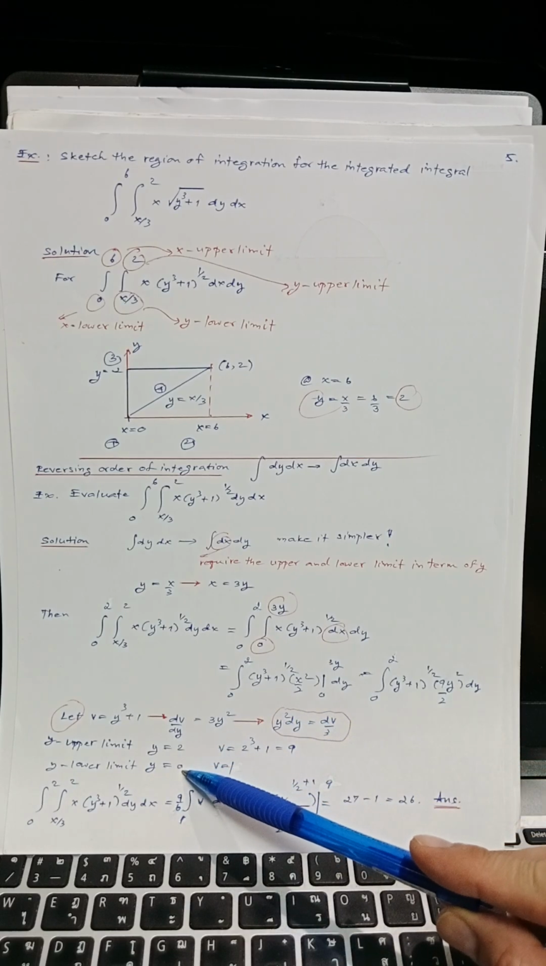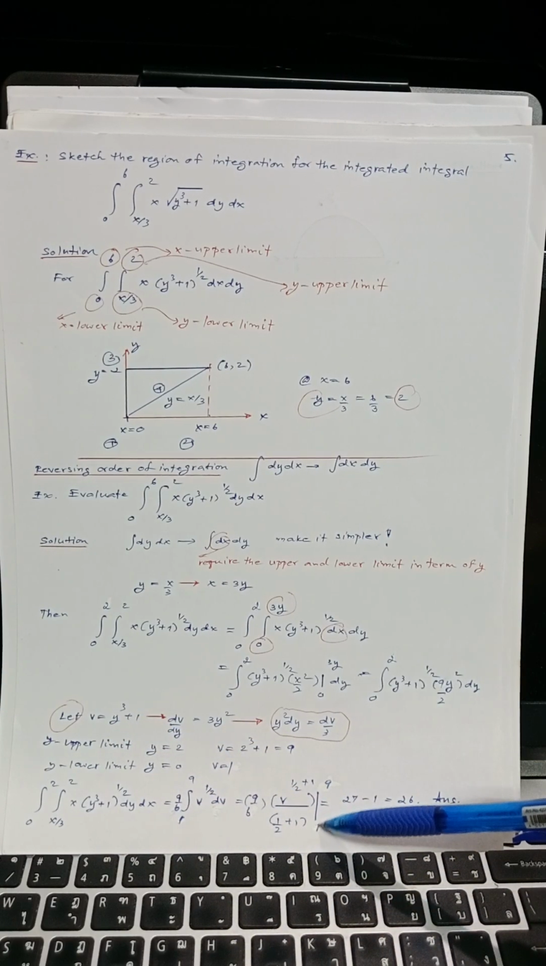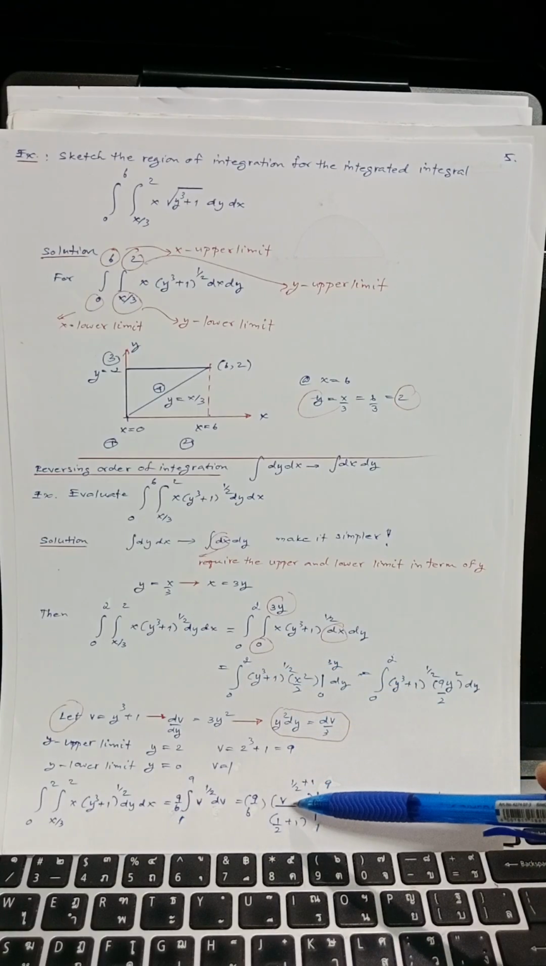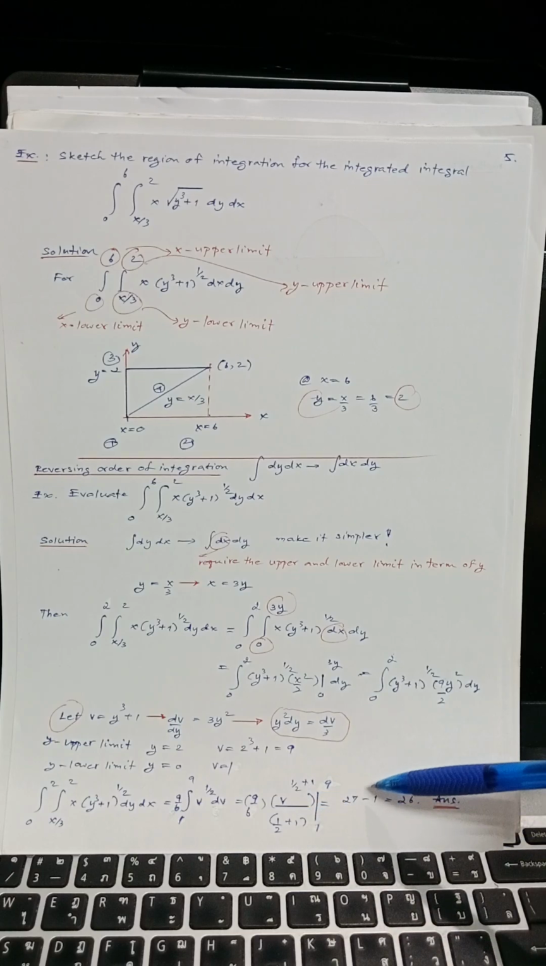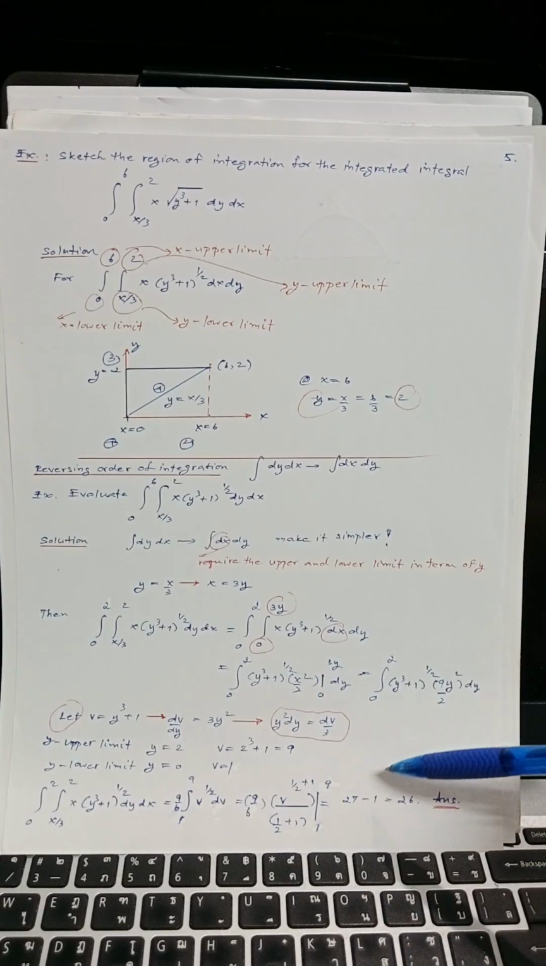And then for the lower limit, y equal to 0, you have v equal to 1. So you have a lower limit of v equal to 1, and then you plug in this term. So 1 divided by 3 over 2, and then this one cancels out. So you have 27 minus 1 equal to 26. Okay, that's how to solve the problem.